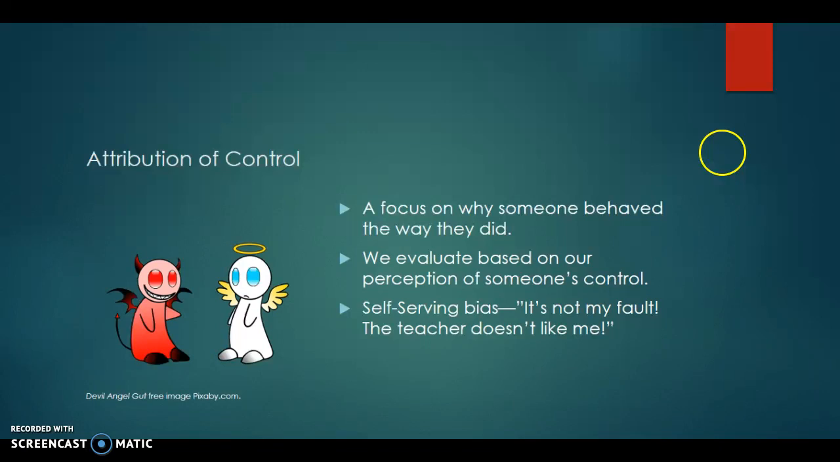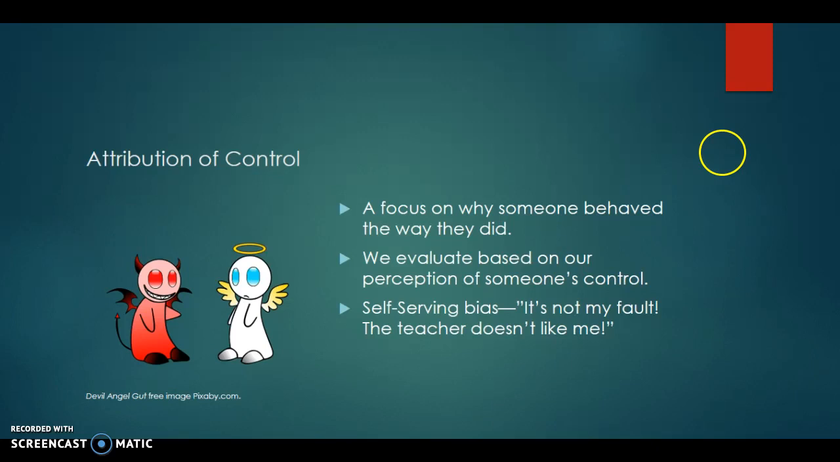Okay, attribution of control. What this means is I might try to justify someone else's communication behavior. I might know some information about someone, and therefore all of their behavior might come down to this one particular thing I know about the person. That's actually an attribution error. But we would focus on why someone behaved the way they did. Then we evaluate it based on our perception of someone's control. So do we feel like someone is in control of their behavior? And we tend to be more forgiving if we justify that they weren't.